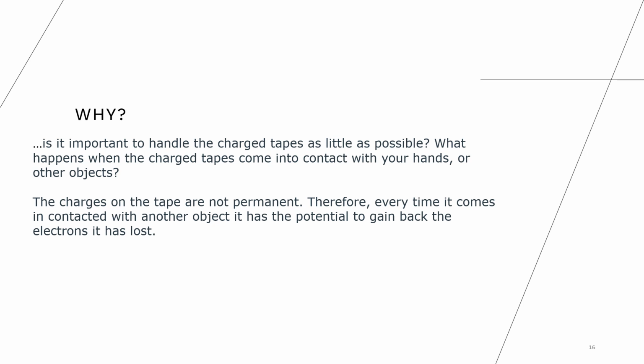Why is it important to handle the charged tapes as little as possible? What happens when the charged tapes come into contact with your hands or other objects? The charges on the tape are not permanent, therefore, every time it comes in contact with another object, it has the potential to gain back the electrons it has lost.